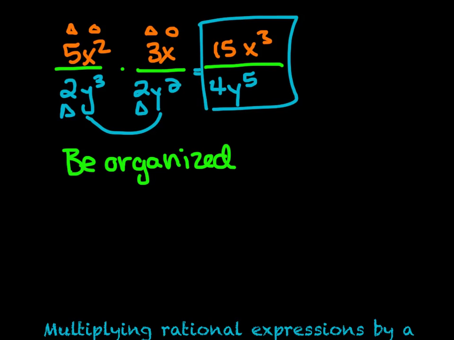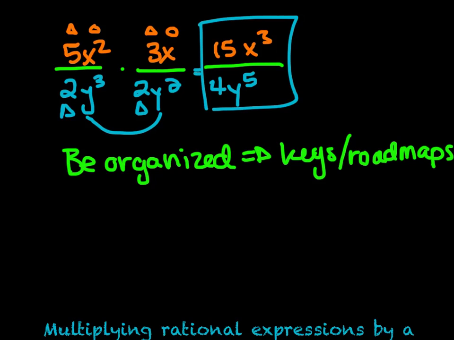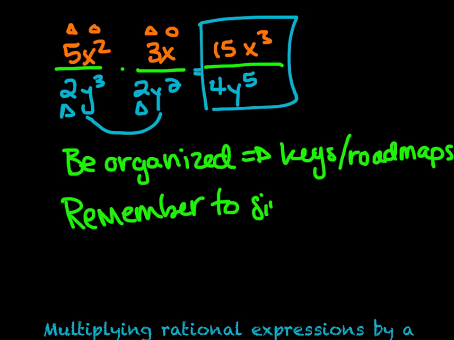So what we need to take away from all of this is be organized. If you notice, I created little sort of keys or roadmaps to make sure I was paying attention to the right numbers or variables at one time. And then also remember to simplify. If you don't remember to simplify, you're going to have a partial answer. I'd be able to give you 1 point but not 2. You get points for your work, but you wouldn't get points for the final answer.